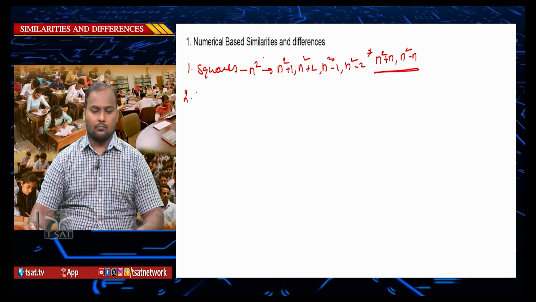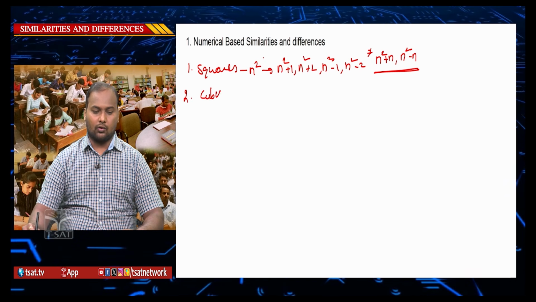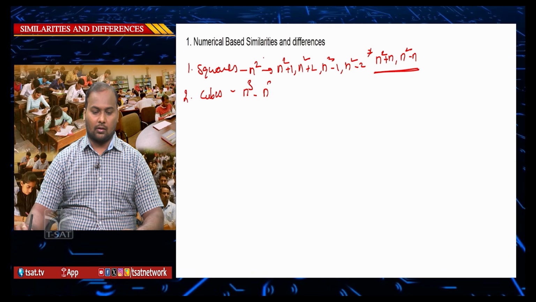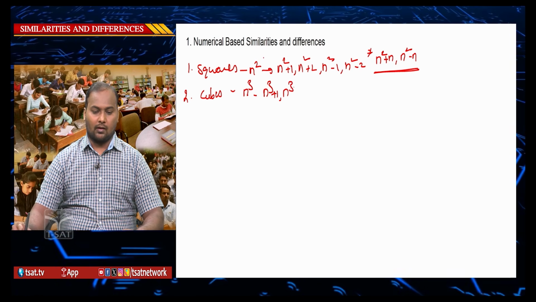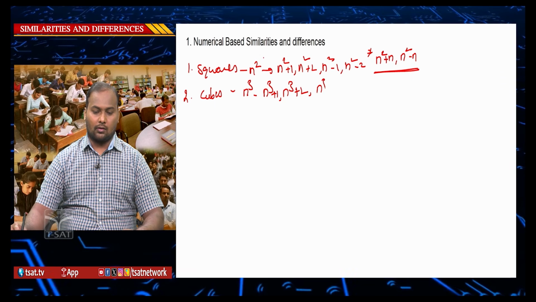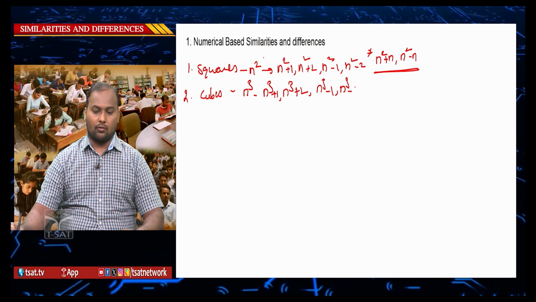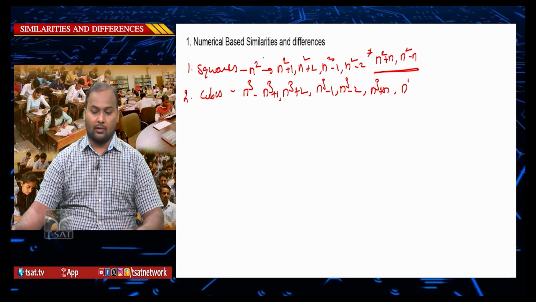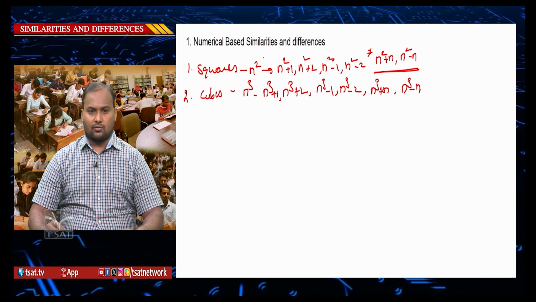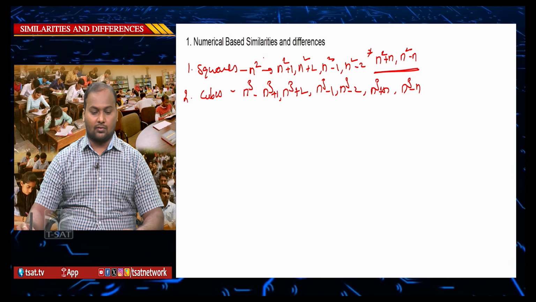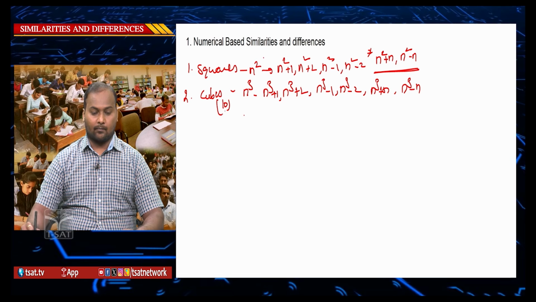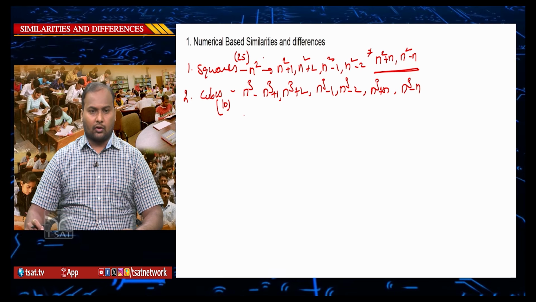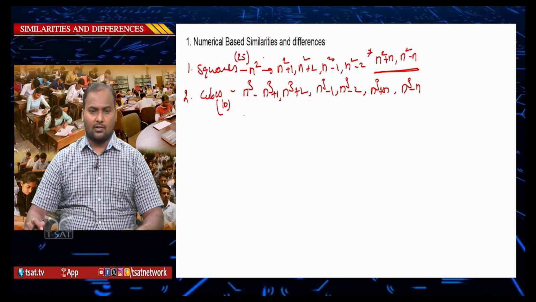After the squares, generally you can expect a question from cubes. The values near the cubes are n cube, n cube plus 1, n cube plus 2, n cube minus 1, n cube minus 2. The most important are n cube plus n and n cube minus n. Students should know cubes at least up to 10. Squares will be till about 25. This is a must.